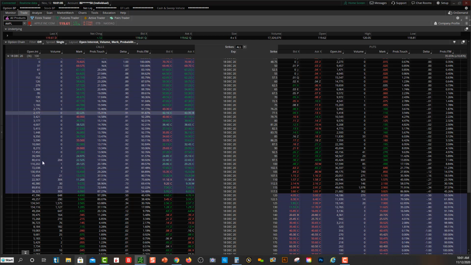You want to pay attention to high open interest, at least 1,000 or more. Look for huge volume. Again, just because you see a lot of open interest and a lot of volume doesn't mean you buy it. It's just something to be aware of. It's very important. You want to trade highly liquid options. You look at strike prices down here.